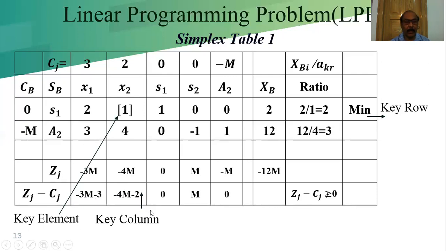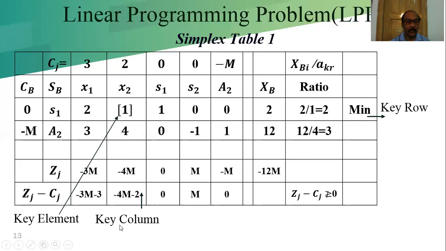So corresponding to the minus 4m minus 2, this is our key column. I already explained for the simplex method how to find the most negative value in zj minus cj; the column corresponding to that is the key column. So minus 4m minus 2 corresponds to the variable x2. This x2 is not a basic variable, it is a non-basic variable. Now it is going to enter the basic variables. And which one is to be replaced? That means which one is going out, we have to find by finding the ratio.